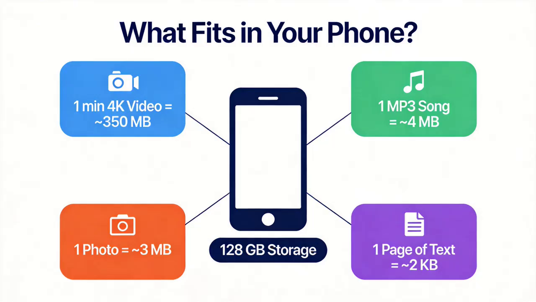Here's some fun context to make this real. Your phone might have 128 gigabytes of storage. A single minute of 4K video takes up about 350 megabytes. A typical MP3 song is about 4 megabytes. A photo from your camera is roughly 3 to 5 megabytes. And the full page of typed text? Barely 2 kilobytes. Text is incredibly efficient compared to media because images and video have so much more data to encode. This is why your phone fills up with photos and videos way faster than with text messages or documents.